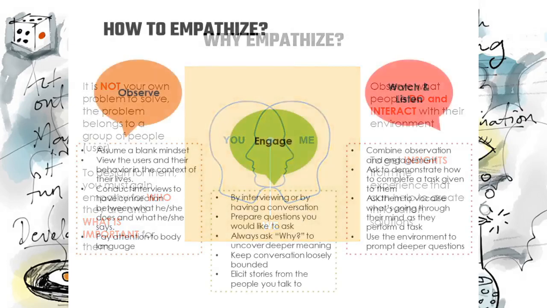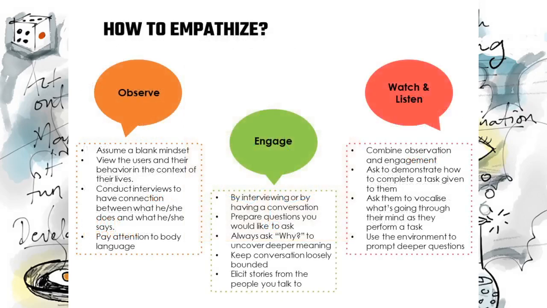So how do you do that? Observation, like I said: observation, engagement, watch, listen. Being a good listener is very important. Sometimes you may want to ask them to demonstrate how to complete that specific task, or ask them to vocalize it, use the environment. But most commonly done is engagement. The best approach is interviews, talking to them and things like that.